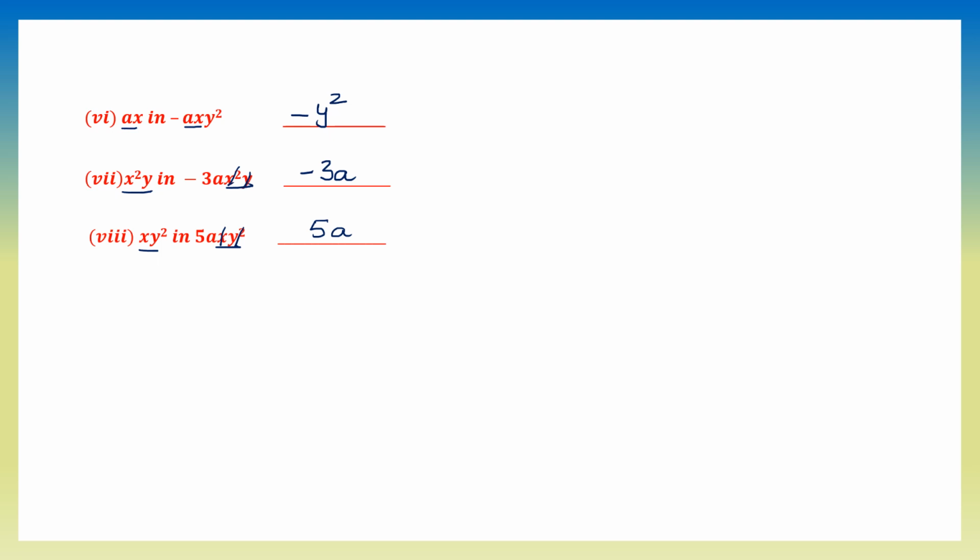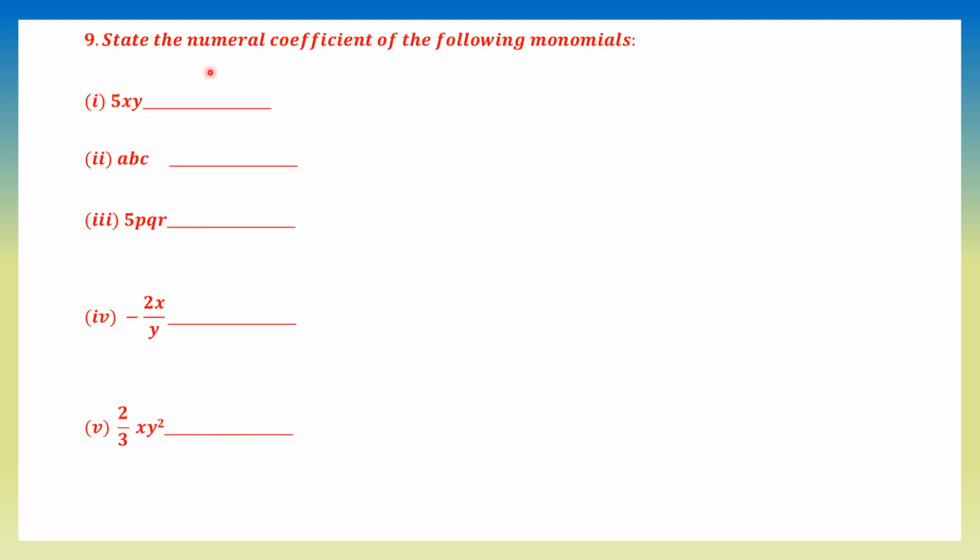Now next one. Question 9. State the numerical coefficient of the following monomials. So again we have been given monomials as you can see. Now what is the meaning of numeral or numerical coefficient? From the word numeral, we are talking about numbers. So in all these monomials, we have to only pick out the number along with its sign. And that becomes the numeral coefficient.